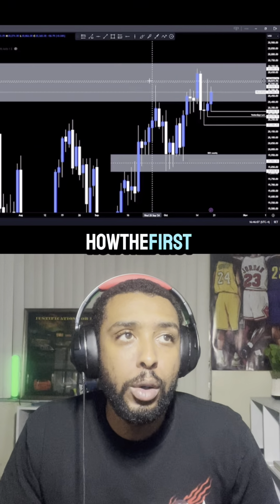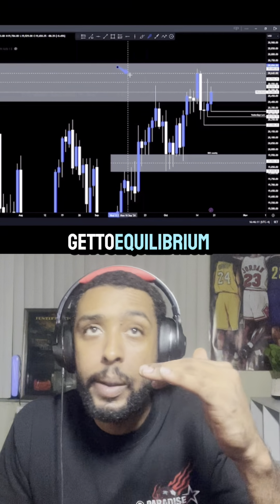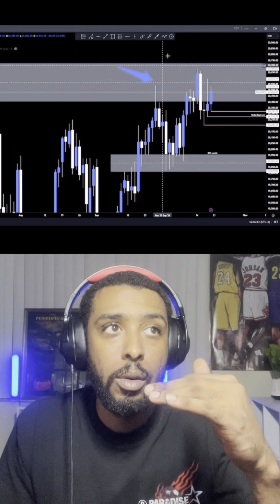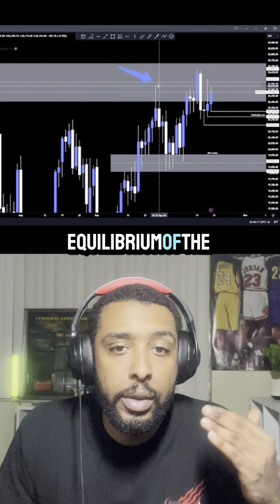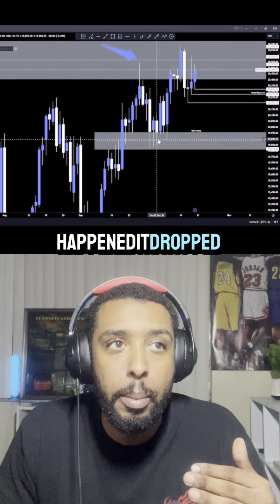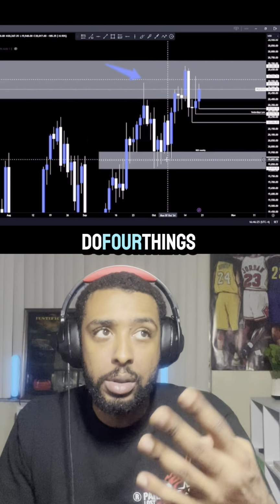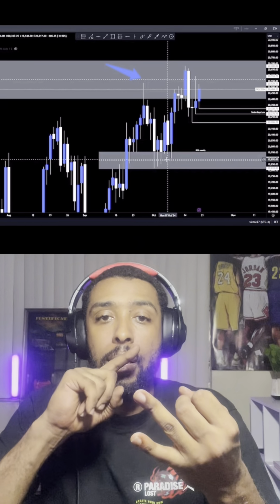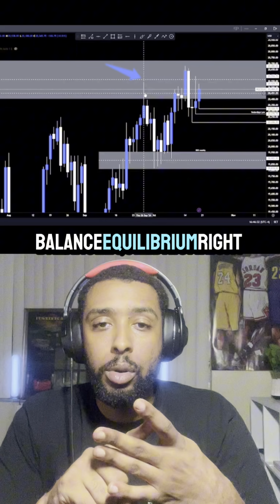You see how the first touch in here, look what it did. It stopped at equilibrium. It didn't even get to equilibrium of the range, right, which is here. The 50% is equilibrium of the gap, right? It didn't even come to equilibrium of the gap. And look what happened. It dropped back. It went right back down to support level, which is, remember, the market does 4 things: generate liquidity, take the liquidity, rebalance to an inefficiency, or rebalance to equilibrium, right?